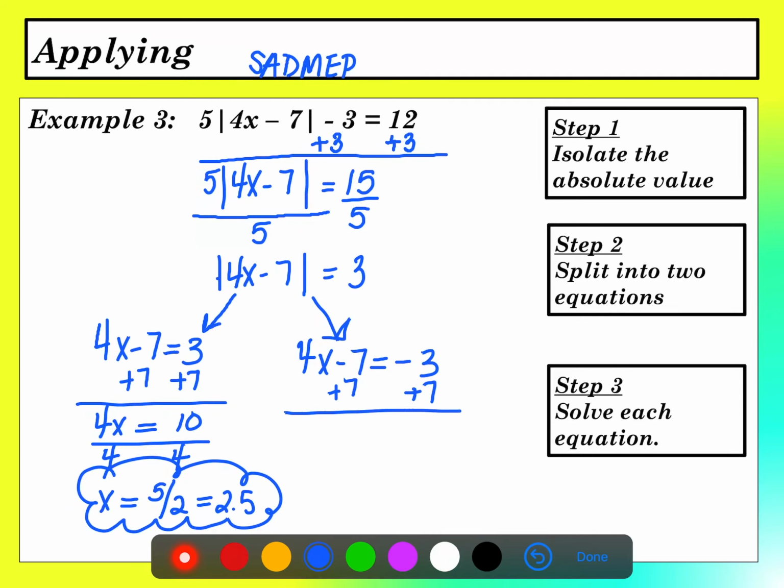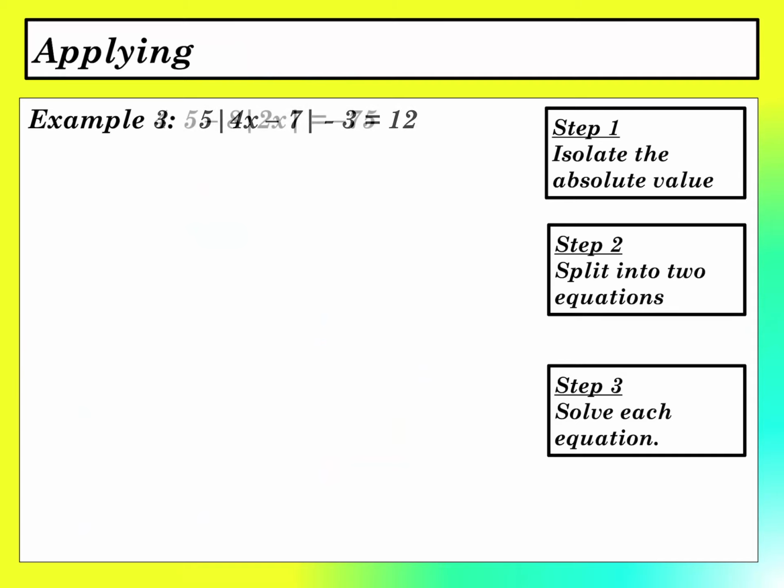All right, and then let's not forget to solve our second one. Okay, and we have our second answer. So this was a 2-step isolation process: add 3 and then divide by 5. So we're following SADMEP order, which is order of operations in reverse, when we go to isolate. And it's only after we isolate, which is right here, that we drop the bars. All right, let's continue. Only a couple more left.